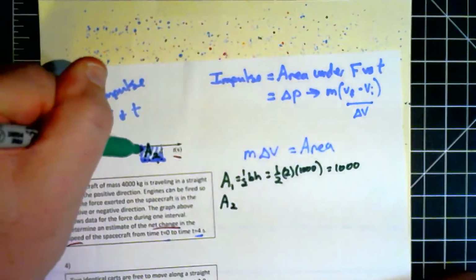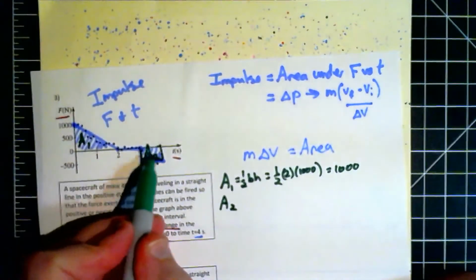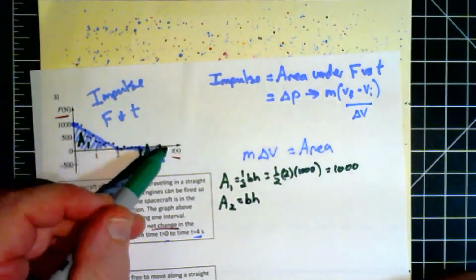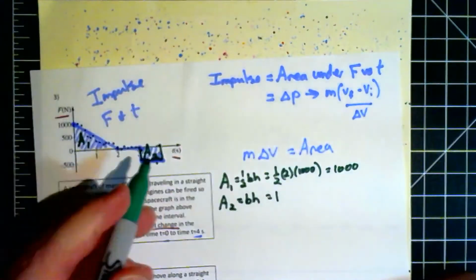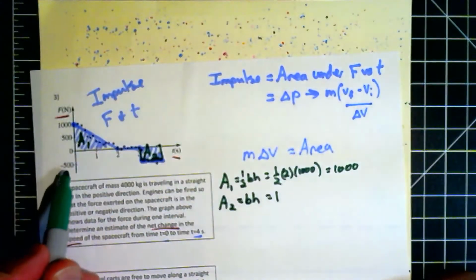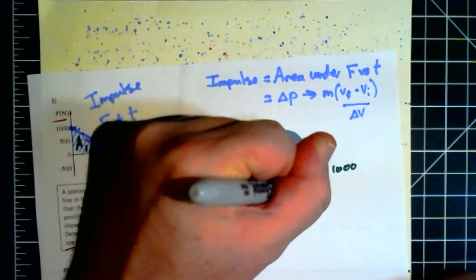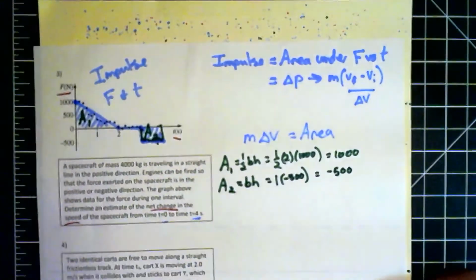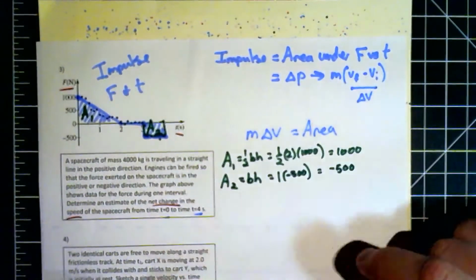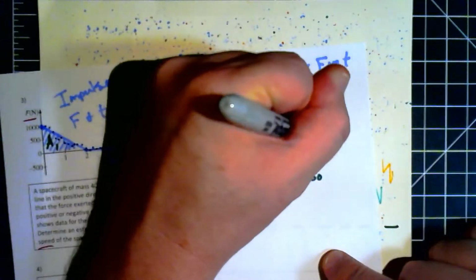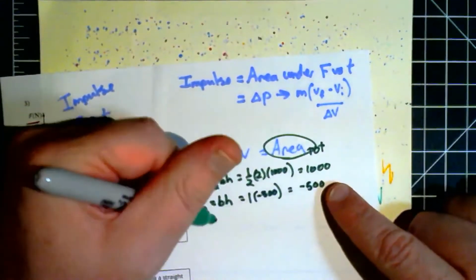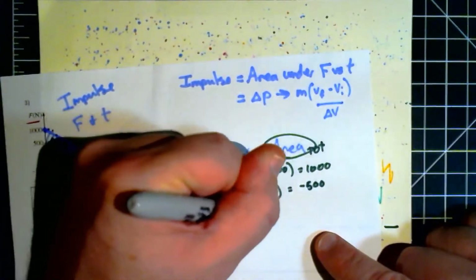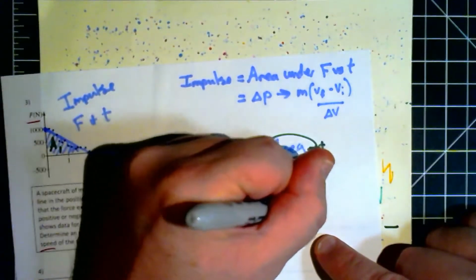The second little area is this little box right here, and it's got a base times a height, or length times width. It's got a base of 1 unit. That's the time between 3 and 4. And then the height is -500. And so that gives us -500 for the second area. And so the total area is the sum of these two. So the area total is equal to 500. And the units are Newton seconds of area.